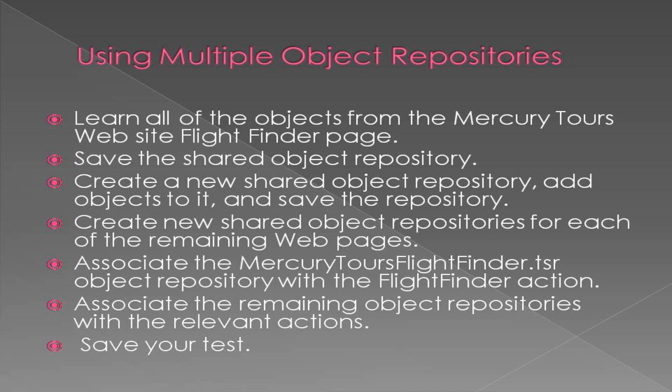6. Create a new shared object repository, add objects to it, and save the repository. A. In the Flight Finder page, click Continue. The Select Flight page opens. You are now ready to add objects from this page. B. Switch to the Object Repository Manager window and choose File > New. A blank shared object repository opens. C. In the Object Repository Manager window, choose Object > Navigate and Learn.